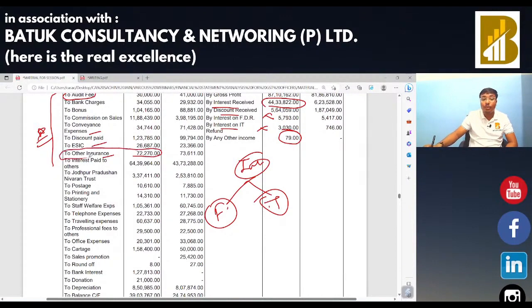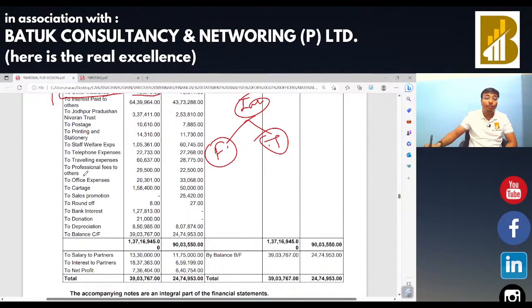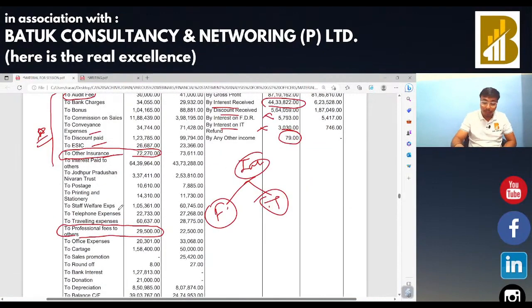Printing and stationery, traveling, professional fees to others, we are going to check whether the legal fees are included in that professional fees or not. We are going to check the same. Office expenditure, cartage, bank interest, donation, depreciation, everything is okay. Okay, sir. So we need to check the financial statement accordingly.